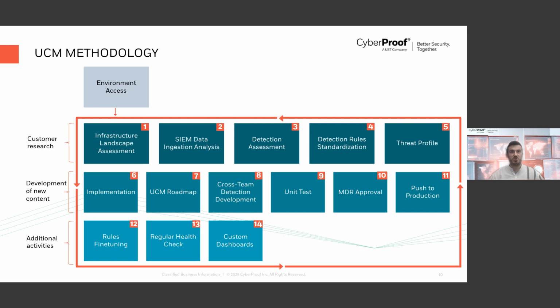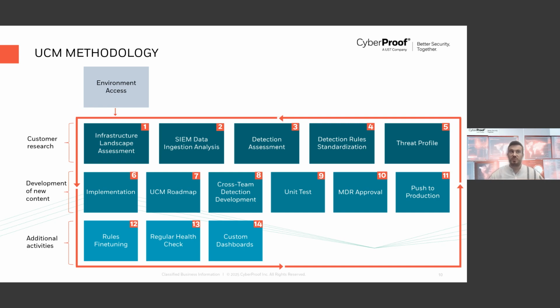Once this customer research layer is completed, we move on to development of new content. Implementation stage. We start with implementing our baseline rules that are stored in our repository. These are the most important rules that are relevant to all the different customers who have the right telemetry in place. On top of it, we add out-of-the-box rules in case they do not duplicate something from our baseline, and of course, customer-specific requirements as well.